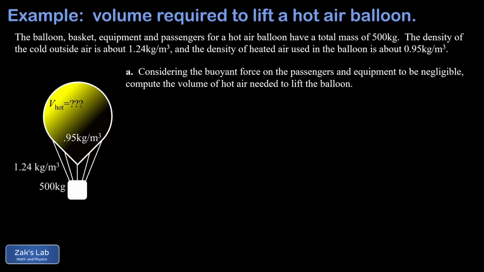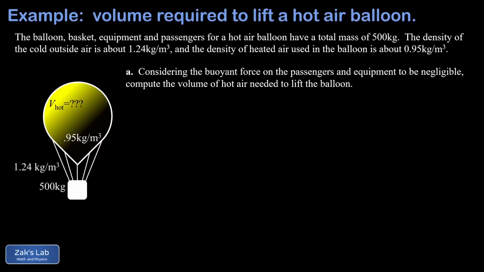In this video, we're looking at a classic buoyancy problem involving a hot air balloon. We're given the total mass of the balloon material, the basket, the passengers, and the equipment. We're told that's 500 kilograms. We're given the density of the cold outside air as 1.24 kilograms per cubic meter, and the density of the hot air inside the balloon as 0.95 kilograms per cubic meter.